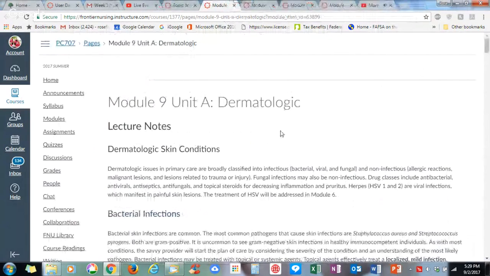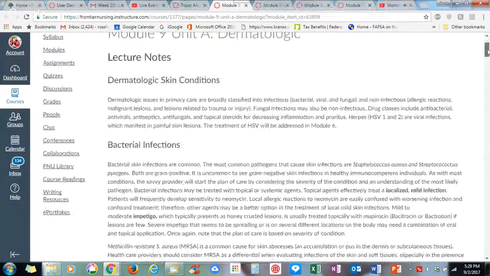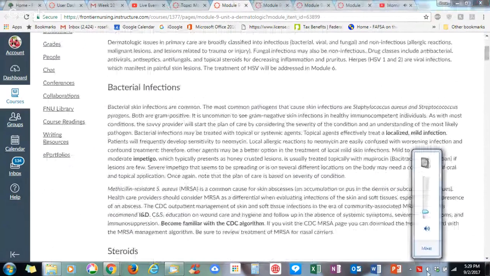Unit A, dermatologic, lecture notes, dermatologic skin conditions. Dermatologic issues in primary care are broadly classified into infectious, which include bacterial, viral, fungal, and non-infectious, such as allergic reactions, malignant lesions, and lesions related to trauma or injury. Fungal infections may also be non-infectious. Drug classes include antibacterial, antivirals, antiseptics, antifungals, and topical steroids for decreasing inflammation and pruritus.